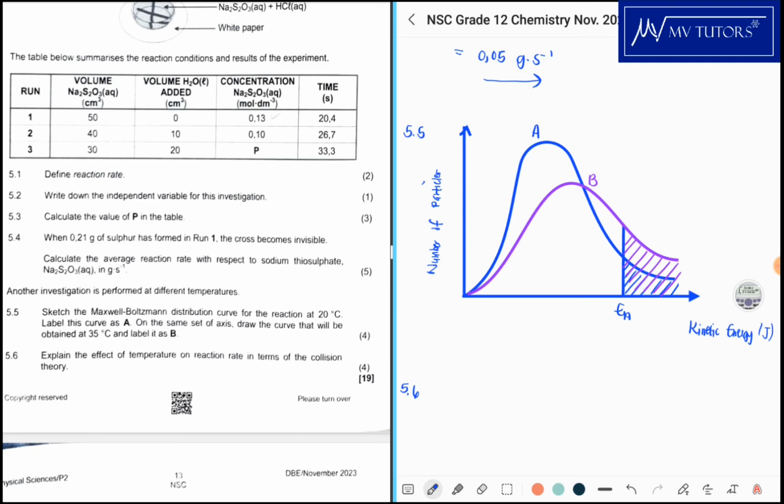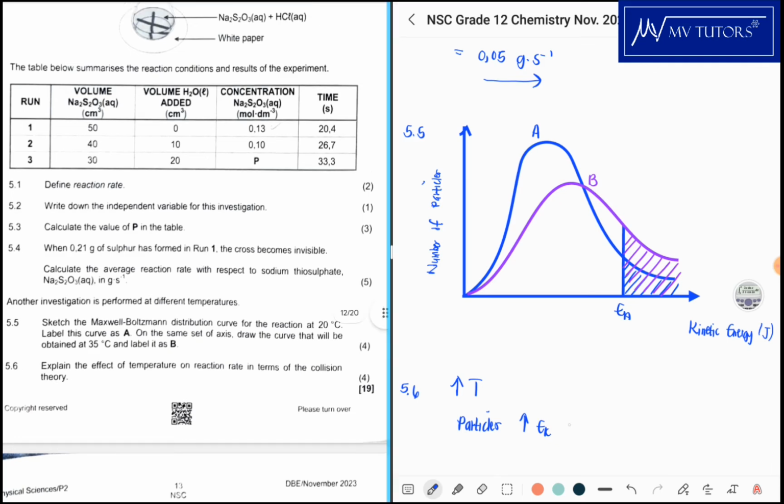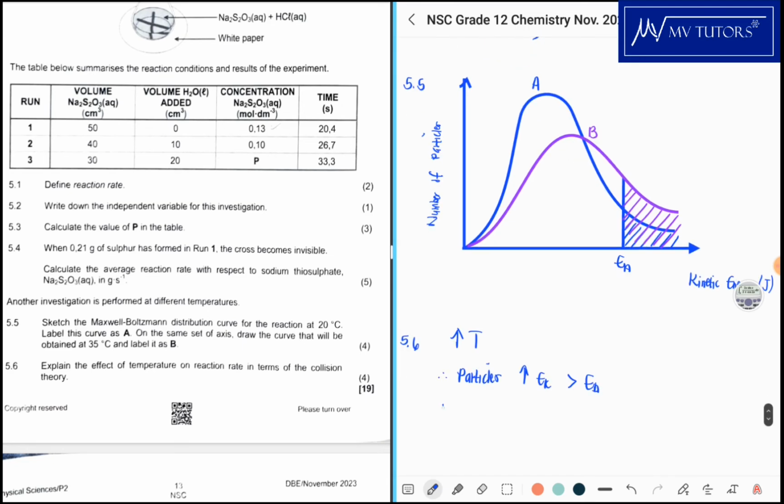the collision theory. Okay, so what happens then? You increase the temperature, right? As a result of increasing the temperature, the particles that you have will have an increased kinetic energy. And that increased kinetic energy is actually larger than your activation energy, and therefore you will have more effective collisions. The orientation of the particles, the way that they collide, will be more effective. So we have more effective collisions.